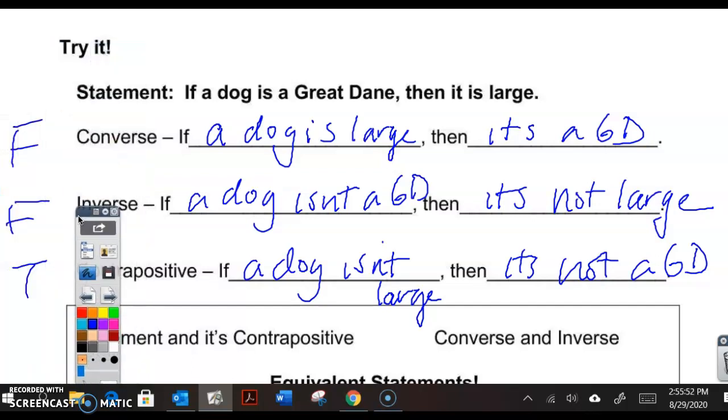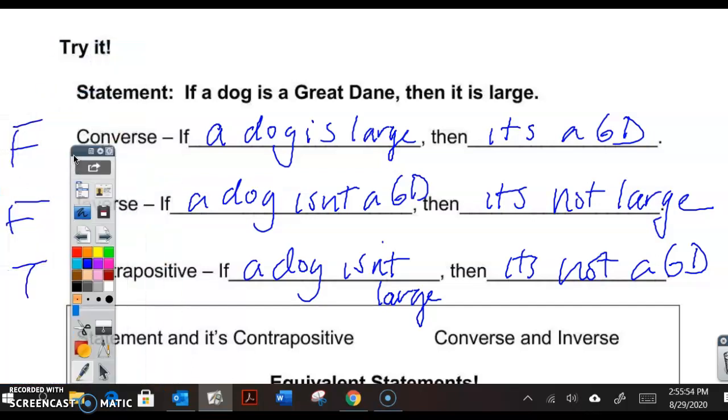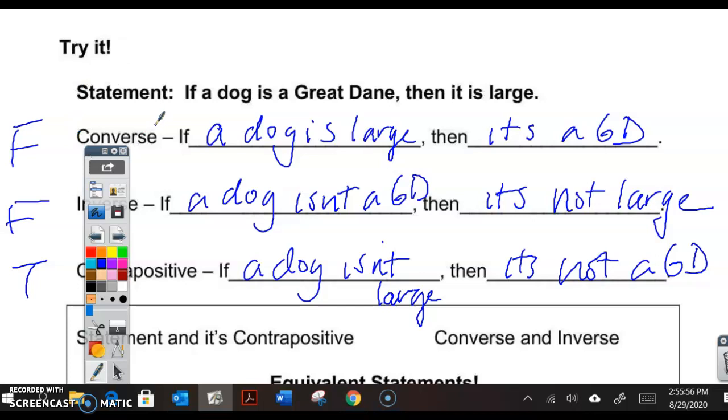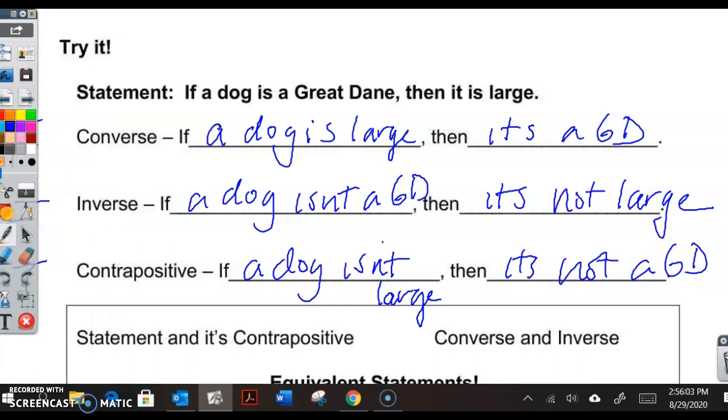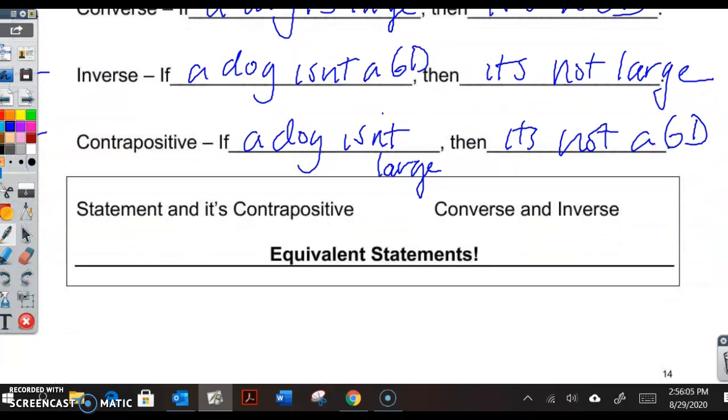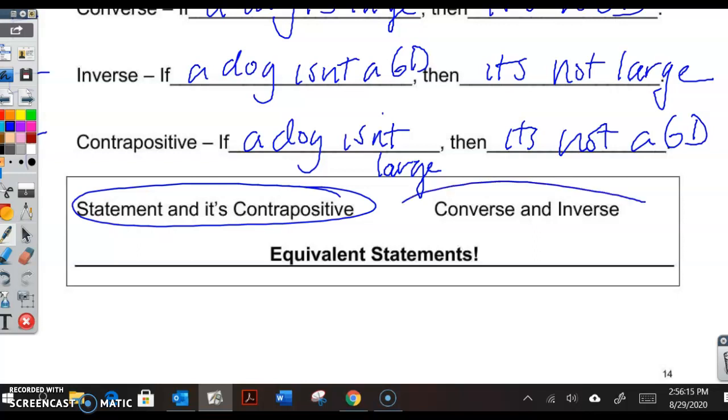Look at the truth statements here. Notice the converse and the inverse are the same. They're both false, and then the original statement and the last one are the same as well. And with that, those are called equivalent statements. The original if-then and its contrapositive are going to have the same truth value. So if one's false, the other one's false. And same for the inverse and the converse. If one's true, the other one's true, or false, then they're false.